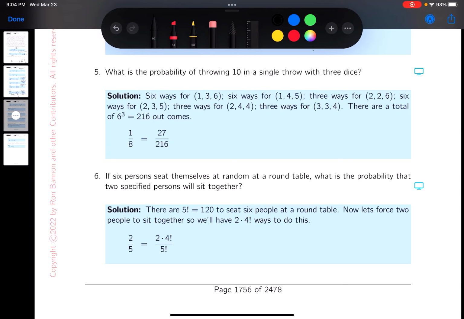Okay, you're throwing 3 dice, so there's 6 choices for the first die, 6 choices for the second, and 6 choices for the third. And what we want is the probability of throwing 10 in a single throw of 3 dice. So you can have 3 things showing here, right? So it's really a triplet of numbers. And how can I do that?